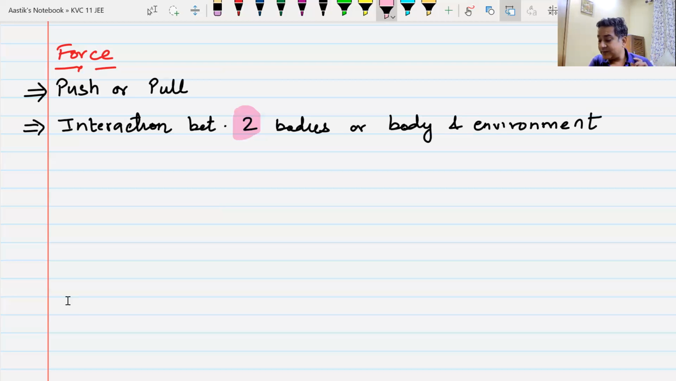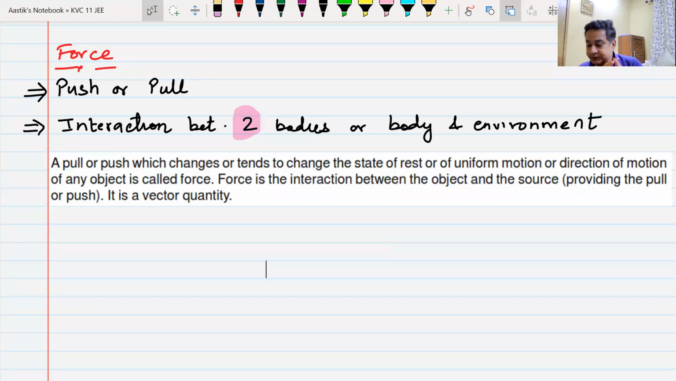This is how you can write it point wise. If you want to write it paragraph wise, this is how you will write it in a paragraph. What is force? A force is a pull or a push. Force is a pull or a push which changes or tends to change. Sometimes it may not change, but it will try to change the state of rest or uniform motion or the direction of motion of any object.